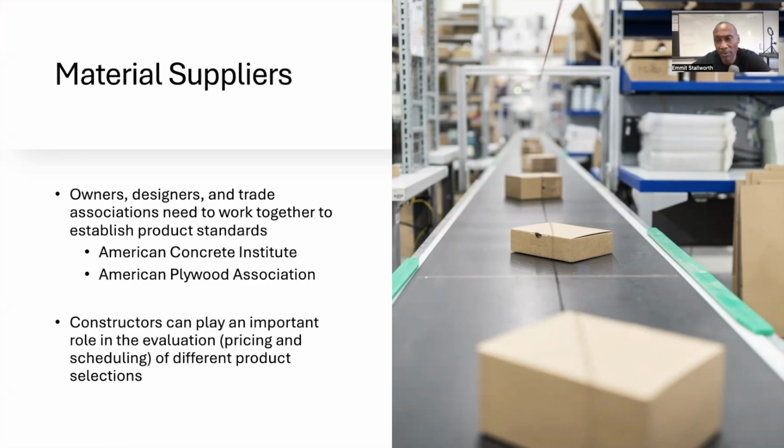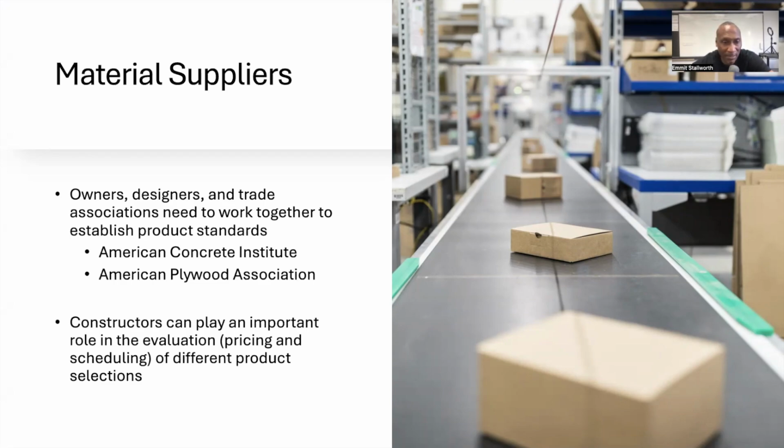You also have material suppliers, man. Your owners, designers, and trade associations need to work together to establish product standards, and all the products need to be consistent. So if I buy concrete, it needs to be consistent across the board. I shouldn't go to one concrete company and then another, and the concrete is totally different. There should be standards on that, and that's where you have the American Concrete Institute and the American Plywood Association. They make sure there's consistency in those products.